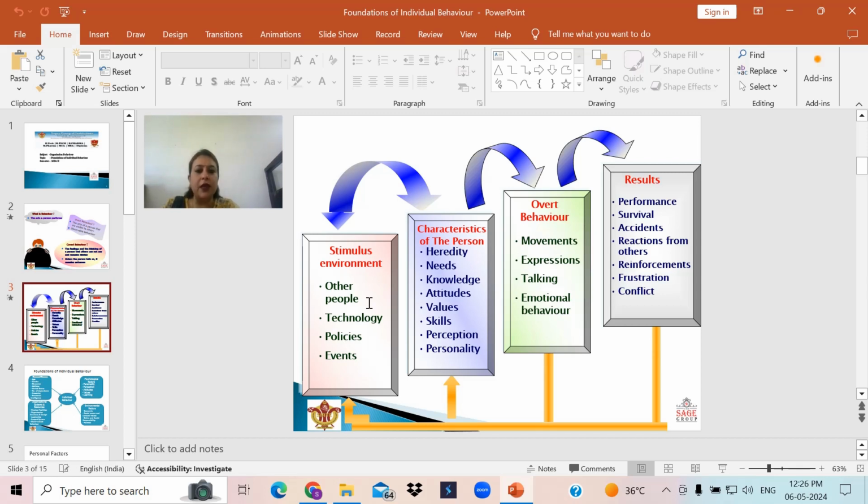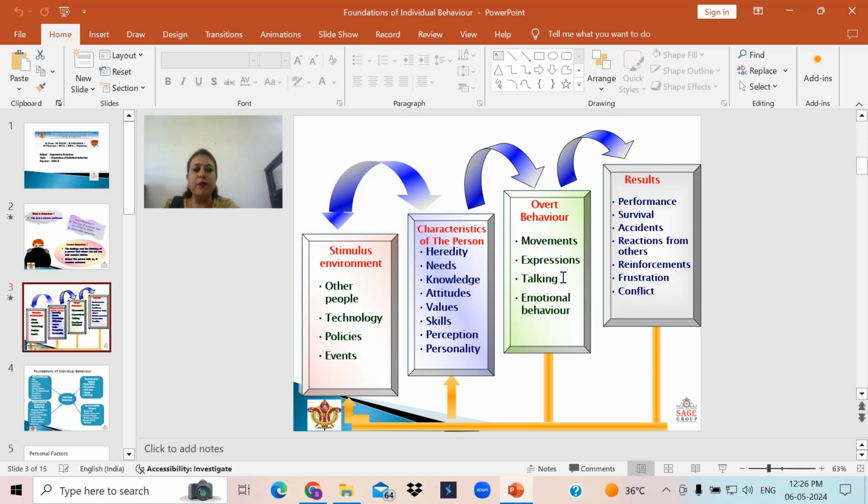That also creates our behavior, or that makes the behavior of one person different from the behavior of the other person. Another factor is characteristics of the person, which can be inherited through heredity, then through needs, knowledge, and attitudinal behavior which occurs because of positive and negative viewpoints. Then values, which the person imbibes through their family and their backgrounds, and the perception, skills, and personality also lead to the change in behavior of one person to another.